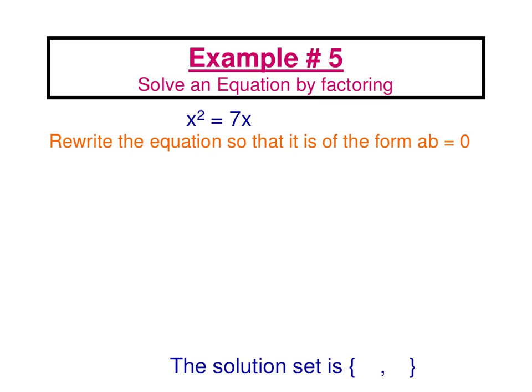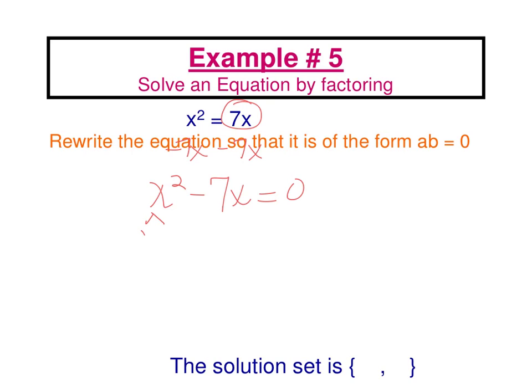Alright, here's another one we have to solve. And the way it looks, you wouldn't think you could use the zero product property, but we can, because all we have to do is subtract 7x from each side, and our equation is x squared minus 7x equals 0. Now we can use that zero product property. But first we have to factor to be able to do that.